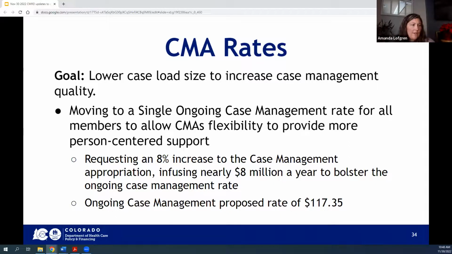I will just also offer that the department hired contractor Myers and Stoffers to conduct a study to really look at rate methodology and provide recommendations to the department on how we're currently paying and future rate structures. And that rate study, with those recommendations, will be posted to our Case Management Redesign webpage within the next week. So that will be online soon.